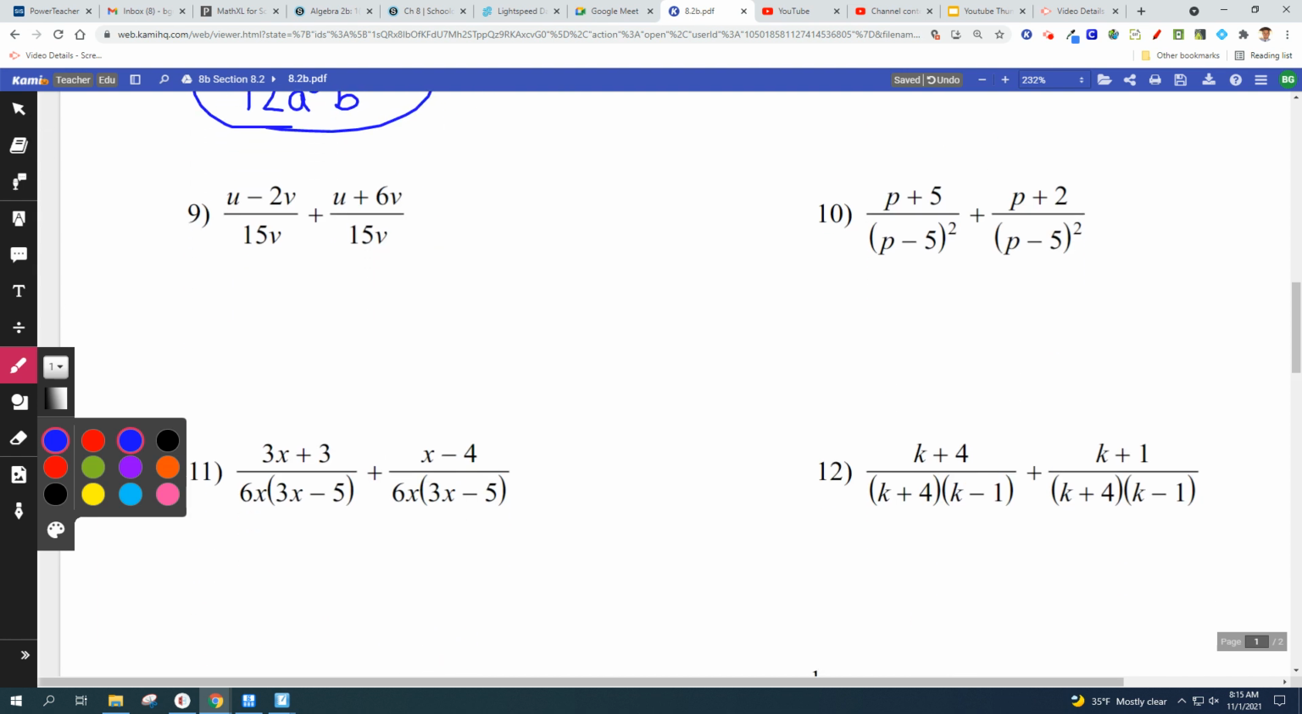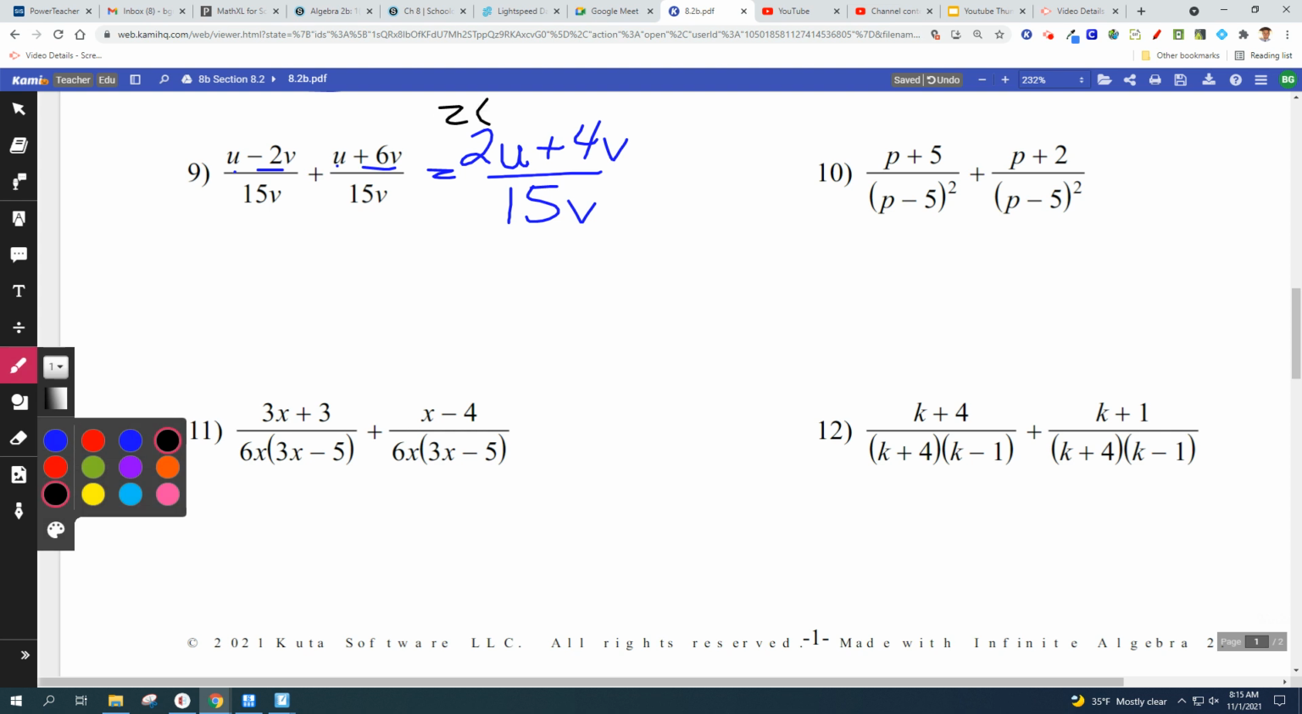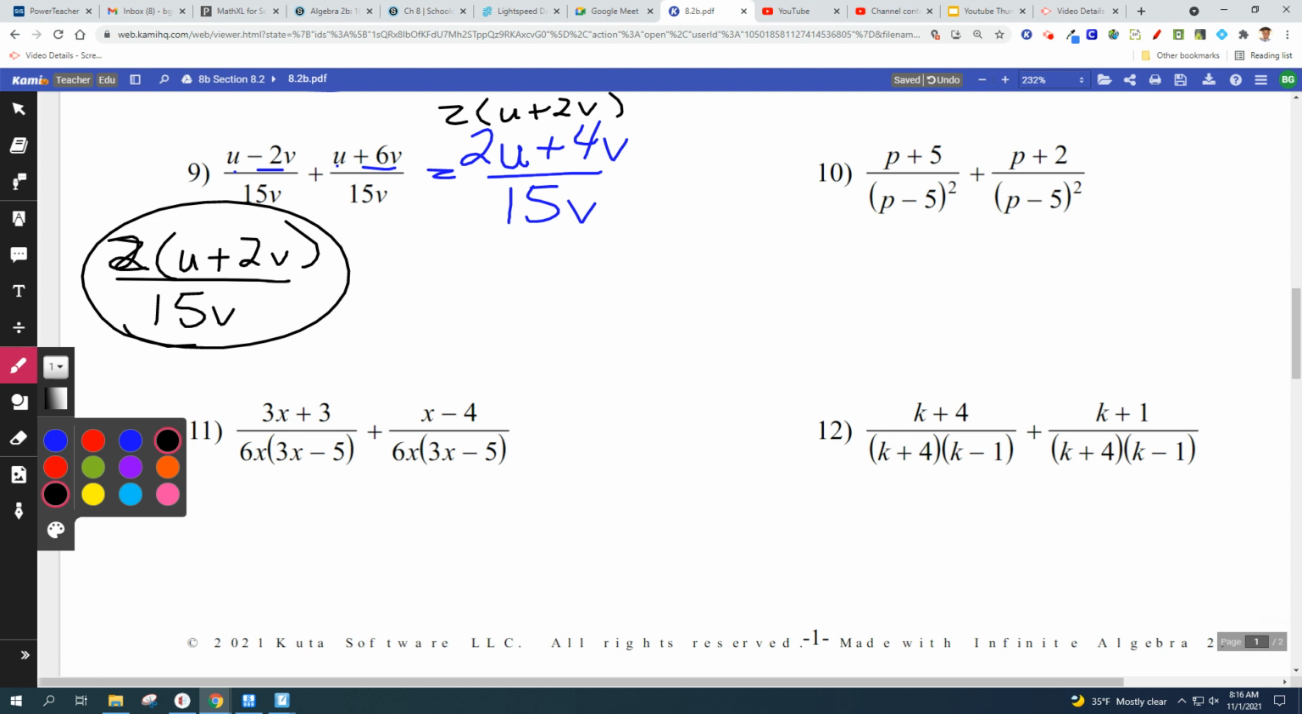Number 9. Again, common denominator, so that makes this one not so bad. It's a lot harder when the denominator is not the same. U plus U is 2U. Negative 2V plus 6V is plus 4V. I have a common denominator of 2. I mean a common multiple, a common factor, I should say. But that 2 doesn't reduce, so it doesn't really help us to factor this. It doesn't hurt us though. We could write it like this, and that could be right. That's a 2. Or this. They're both the same. Doesn't really matter.